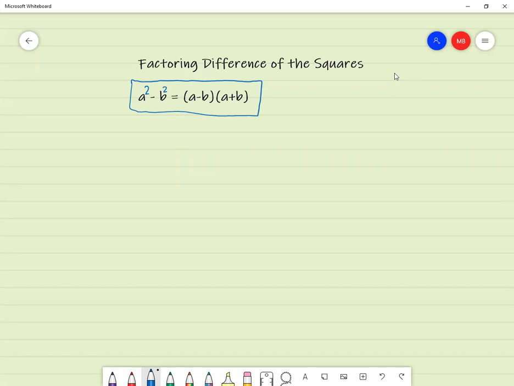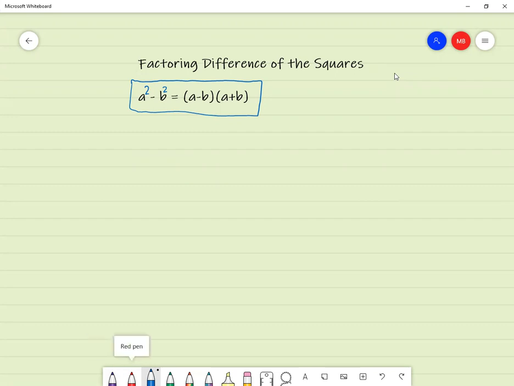In this video lecture, I'm going to explain a factoring technique for the difference of two squares. The formula is a squared minus b squared. That on the left side is the difference of squares. It is going to factor into two binomials, a minus b times a plus b.